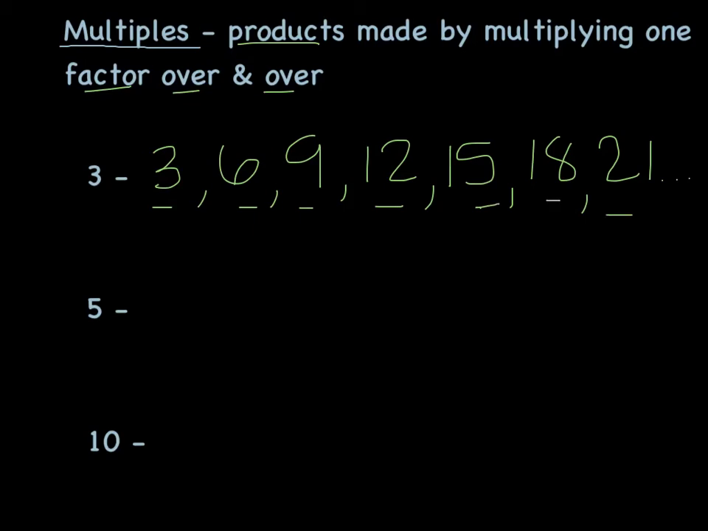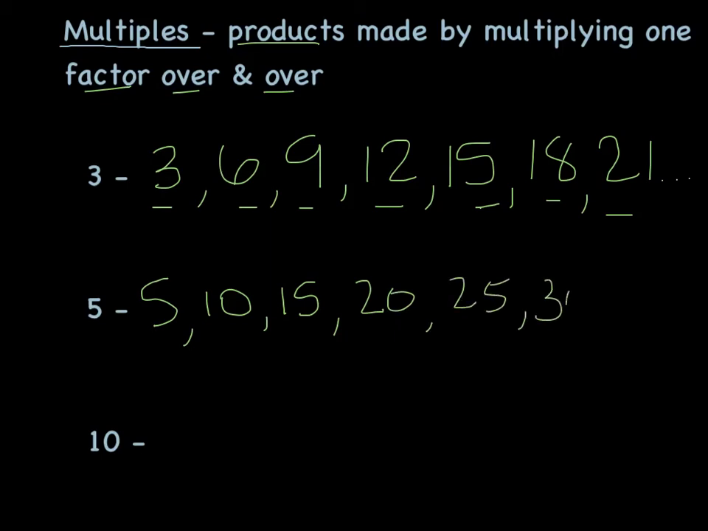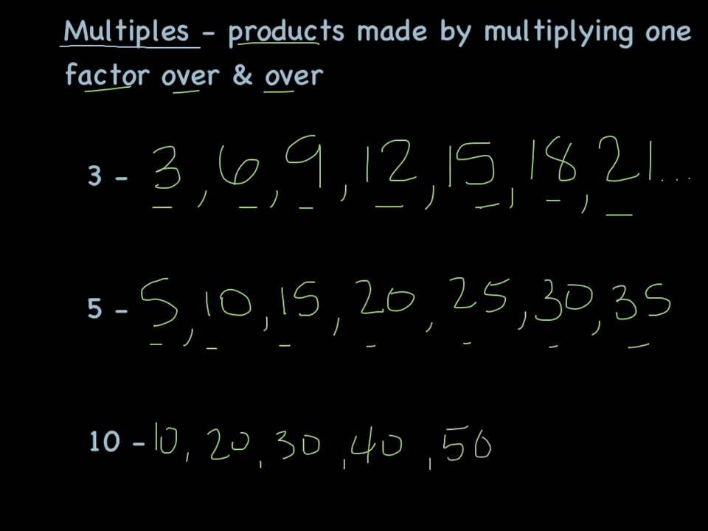The multiples of 5 are easy because we know these when we learn to count by fives. 5 times 1 is 5, 5 times 2 is 10, 5 times 3 is 15, 5 times 4 is 20, 5 times 5 is 25, 5 times 6 is 30, 5 times 7 is 35. 5, 10, 15, 20, 25, 30, 35. Those are the multiples of 5. The multiples of 10 are also simple. 10, 20, 30, 40, 50, 60, 70.